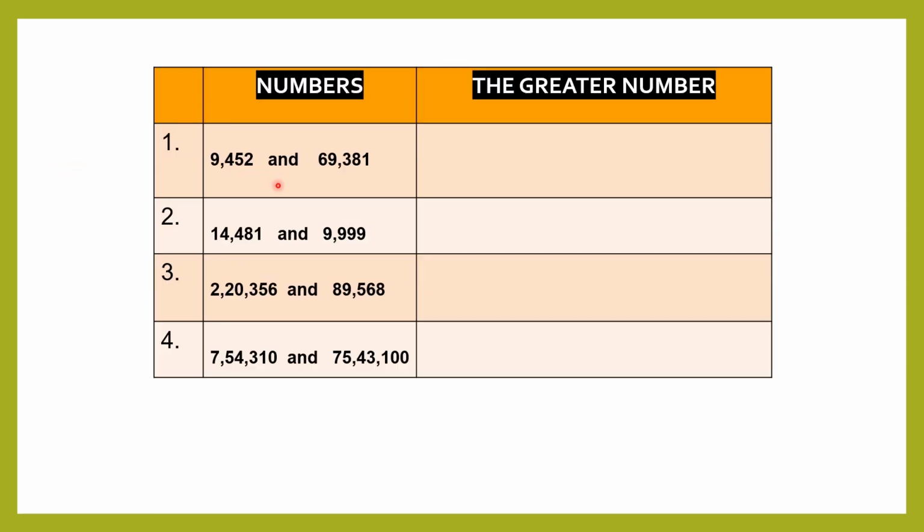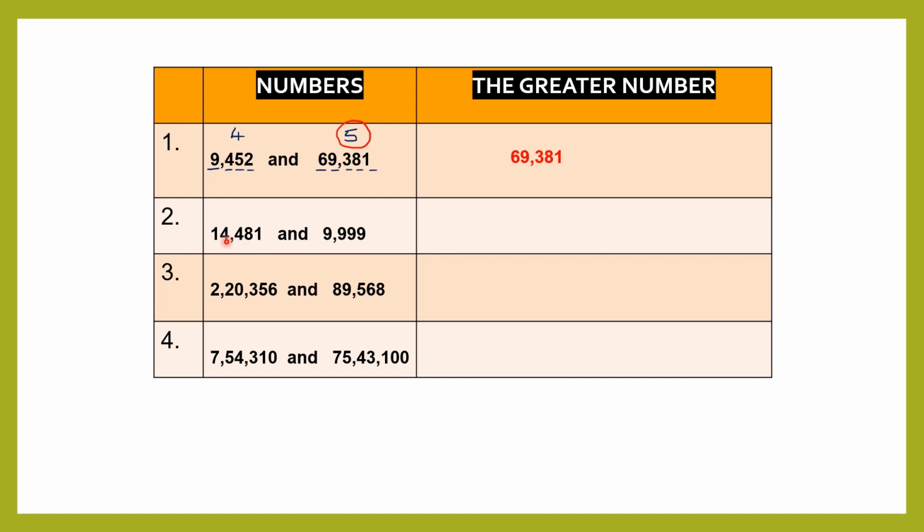So here we have a table with numbers. We're going to compare and see which is the greater number, and write it here. In the first question there are two numbers. Let's count the number of digits. Here we have 1, 2, 3, 4. There are 4 digits here. Here we have 1, 2, 3, 4 and 5. 5 digits. So the number with more digits is the greater number. That is 69,381.